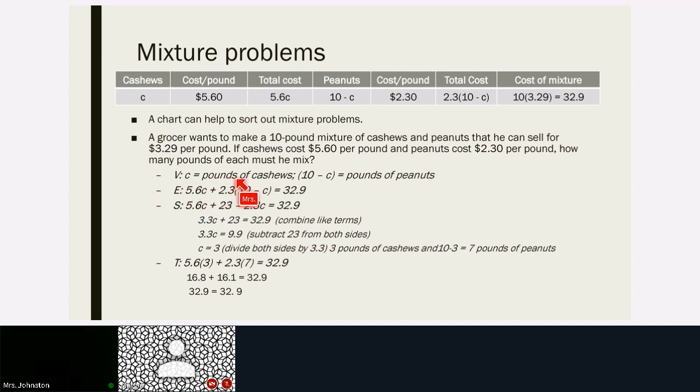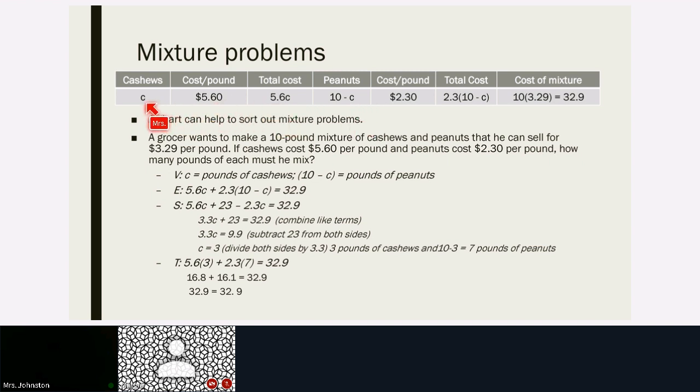C is going to represent the pounds of cashews. I'm just using C so it helps me remember. And then there's a relationship between the amount of pounds of cashews and the amount of pounds of peanuts. I know that in all, I want 10 pounds. And if the cashews weigh C pounds, I have to subtract that from the total to get the weight of the peanuts in the mixture. That's where I came up with 10 minus C. It's probably the hardest part of the problem.